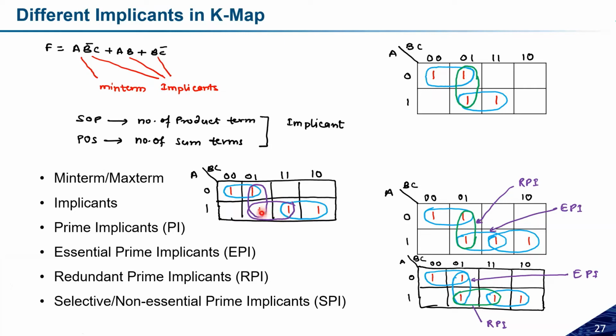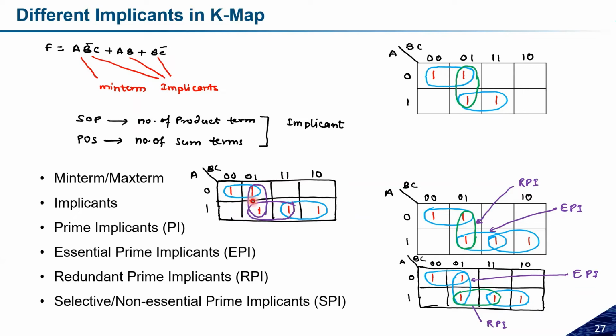Now, if I make the pair with this one, this portion will become the redundant prime implicant, and if I make the pair with this one, this circle will become the redundant prime implicant. So if I have made the pair with this one, this will become the redundant prime implicant. But if I make the pair with this one, this will become the redundant prime implicant. Whereas in the same K-map, these two pairs are the selective prime implicants.